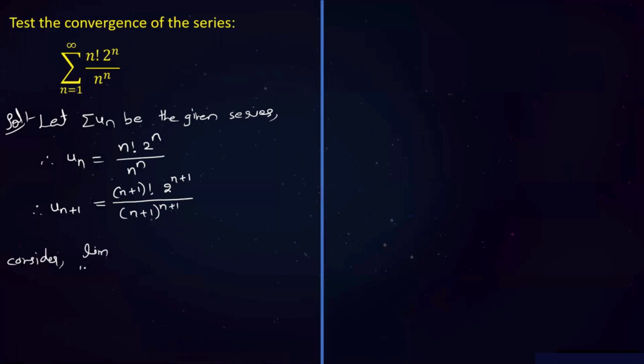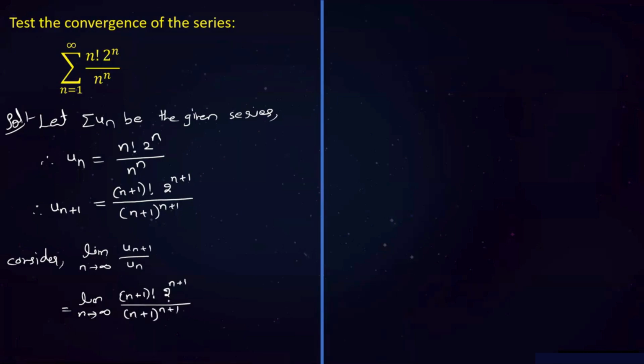Now, after defining this, I'm just considering the limit in ratio test. Limit n tends to infinity, un plus 1 divided by un. So this is equal to limit n tends to infinity. Let us substitute un plus 1 as well as un. Let me first write un plus 1: n plus 1 factorial into 2 to the power of n plus 1 divided by n plus 1 whole to the power of n plus 1.